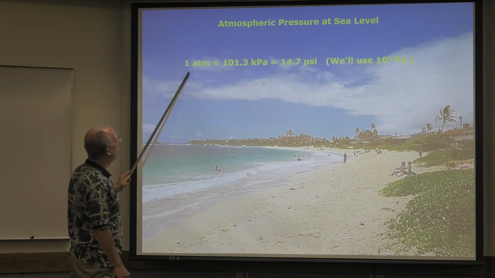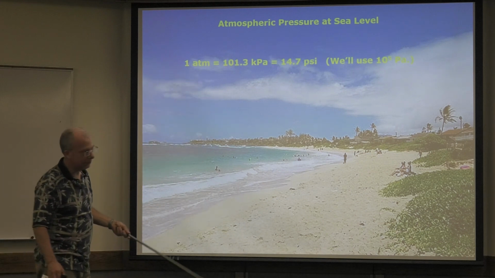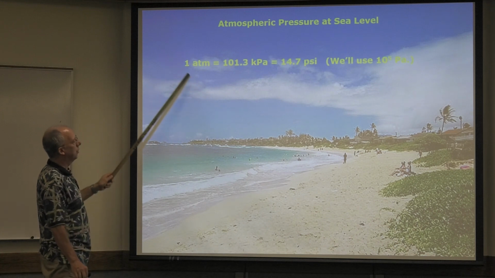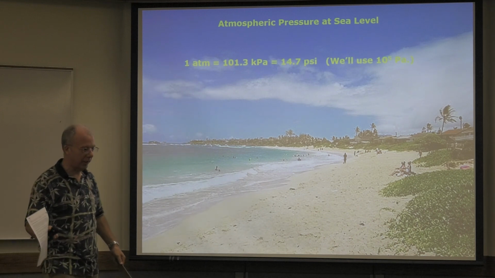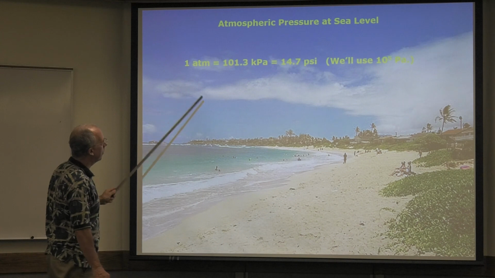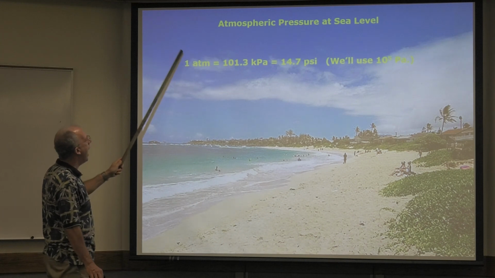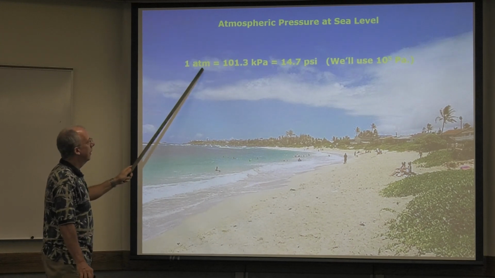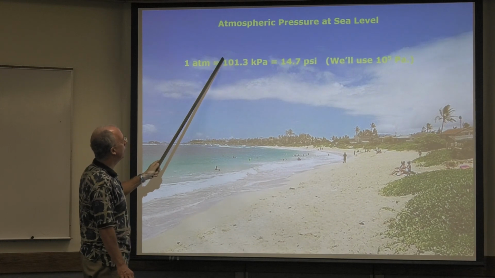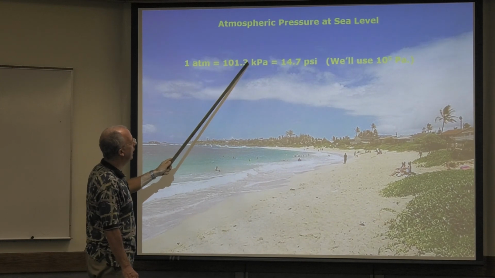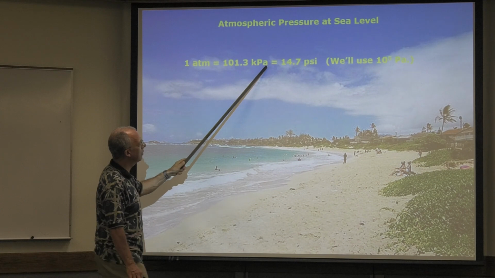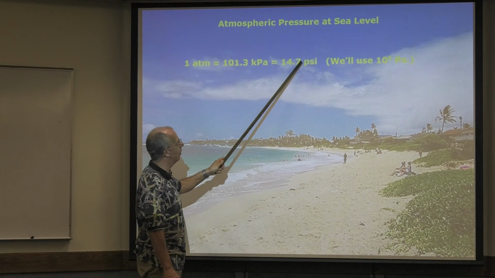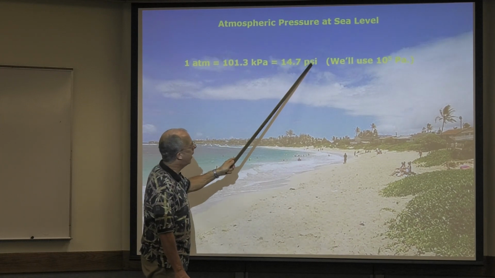Anyway, so, all right, what is atmospheric pressure? There's all sorts of units for pressure. It's kind of ridiculous. So atmospheric pressure, 1 atmosphere, equals 101.3 kilopascals, which equals 14.7 pounds per square inch.